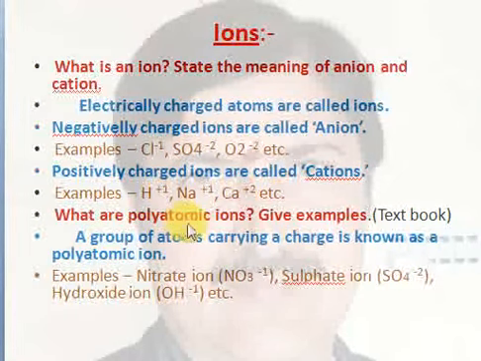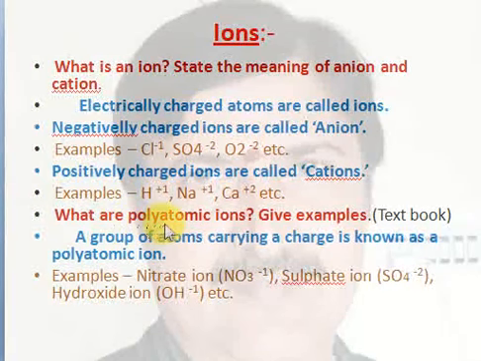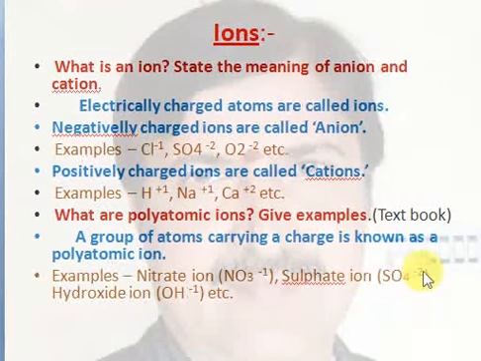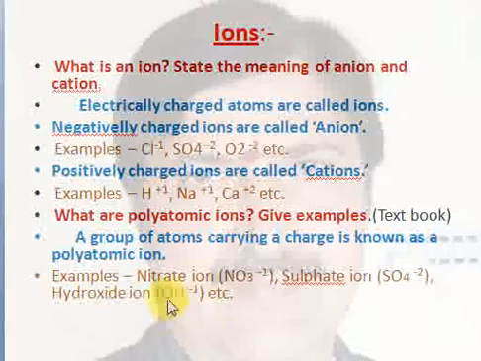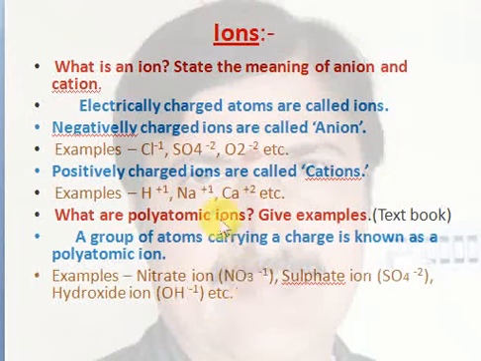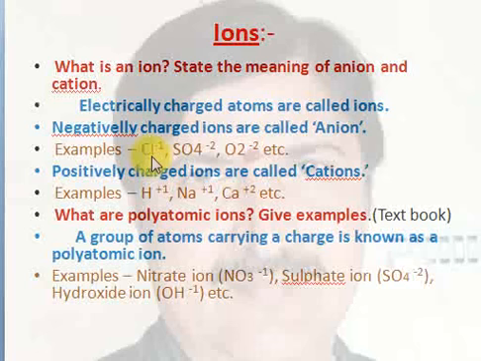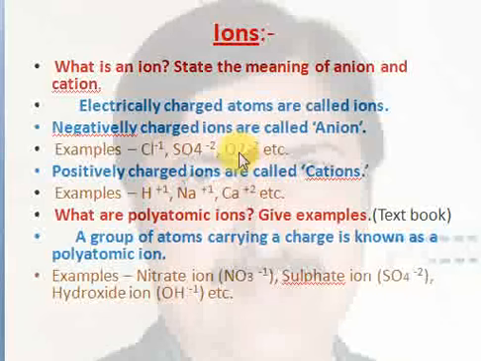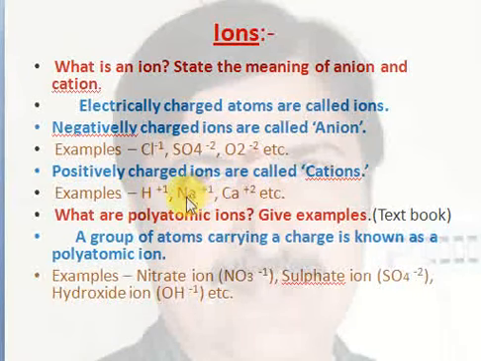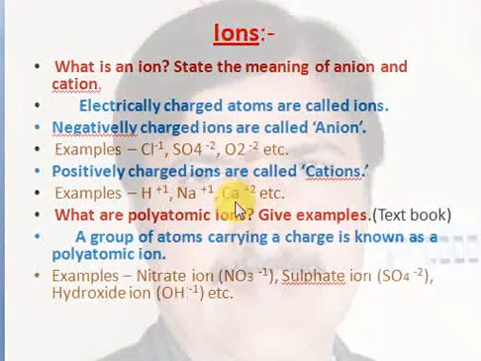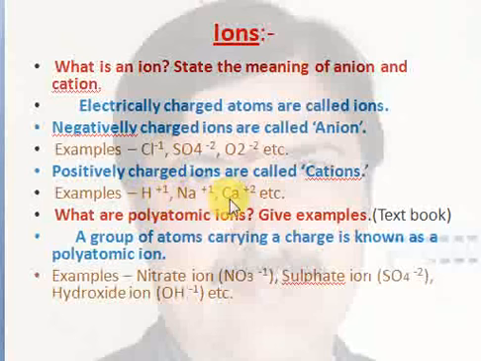Sometimes there are polyatomic ions. Sometimes we can see polyatomic ions like nitrate ion NO3 minus, sulfate ion SO4 minus 2, then hydroxide ion OH minus 1. In this case you can see only Cl, one atom of chlorine, here 2 atoms of oxygen, here 1 atom of hydrogen, 1 atom of sodium, 1 atom of calcium. So they are all monoatomic ions.